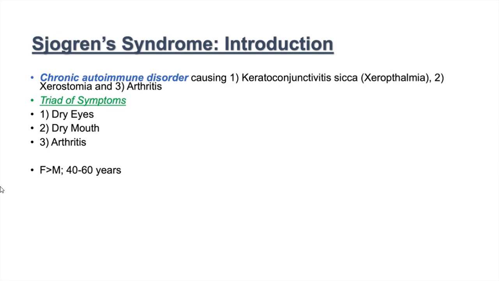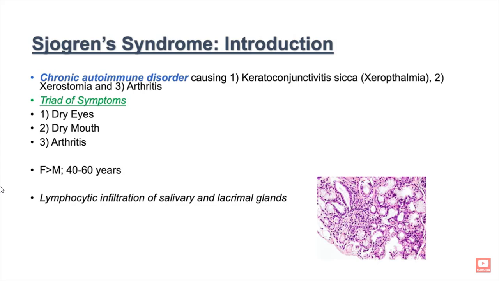Now, women generally outnumber men with this condition, and it usually occurs with an onset between the ages of 40 and 60 years old. It is caused by lymphocytic infiltration of salivary and lacrimal glands. And here is a picture of some of the lymphocytic infiltrations you can see here.